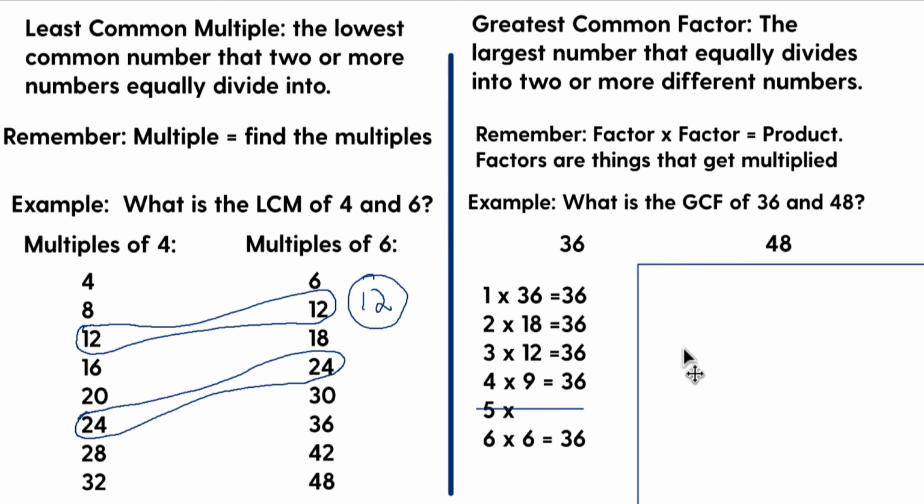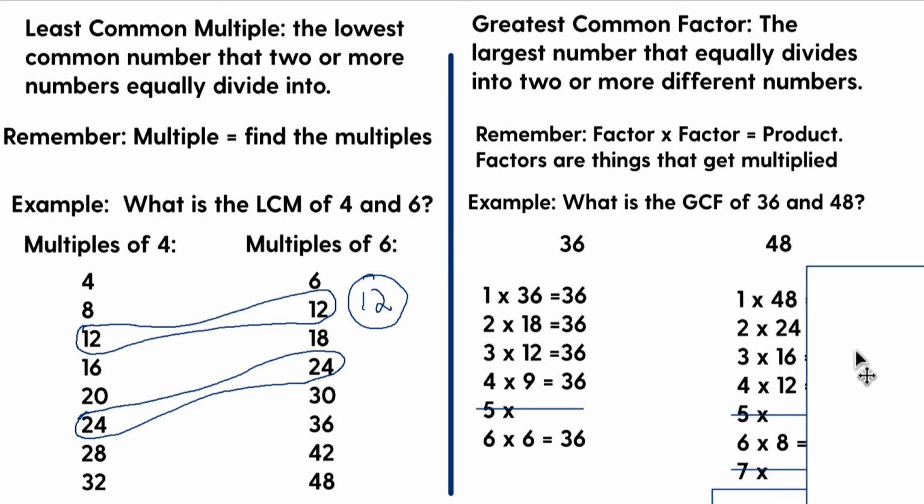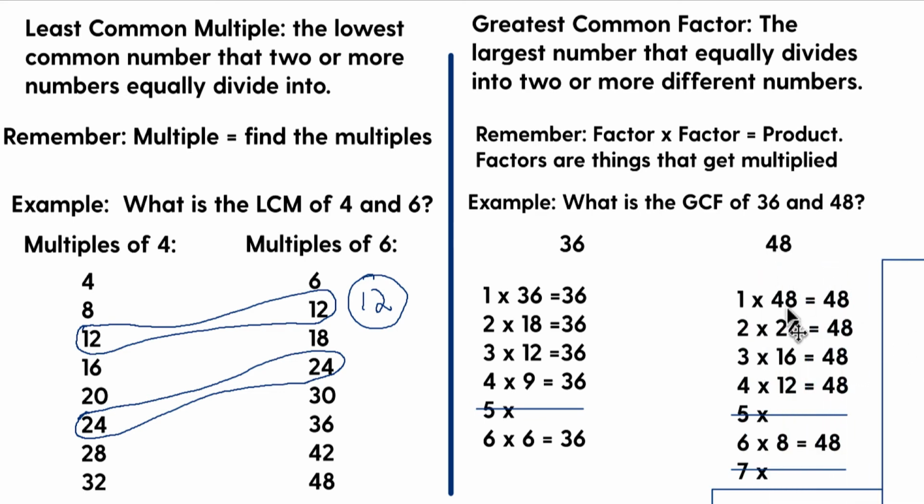So let's look at 48. Do the same thing. We're going to take 1 times 48. 2 times 24 equals 48. 3 times 16 equals 48. 4 times 12. 5 won't work. 6 will work: 6 times 8 is 48. 7 won't work. And 8 is right here. And so you know you've gone as far as you can go.